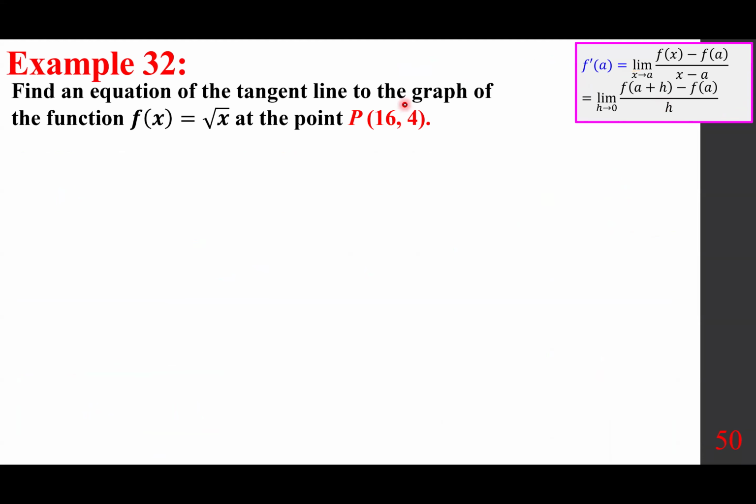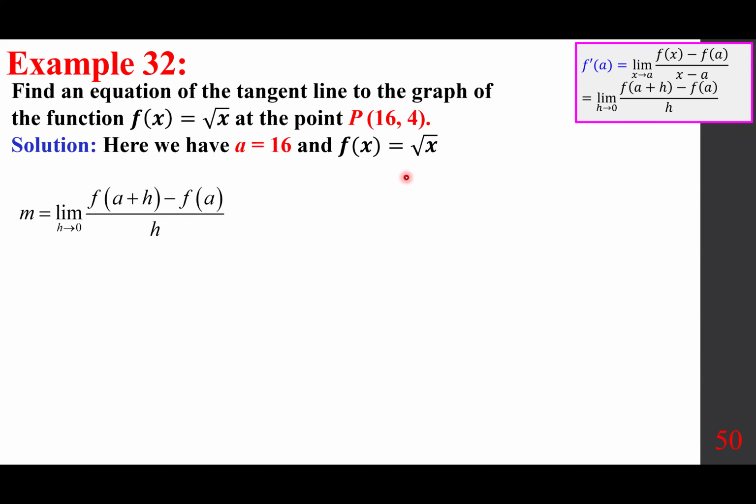Find an equation of a tangent line to the graph of this function f of x equals square root of x at the given pair. By the way, they don't have to give you both x and y. If they give you x, that's good enough, because square root of 16 is 4. You should recognize that. So you want to find the equation of a tangent line, so you have to differentiate this. Again, we are going to use one of those definitions.